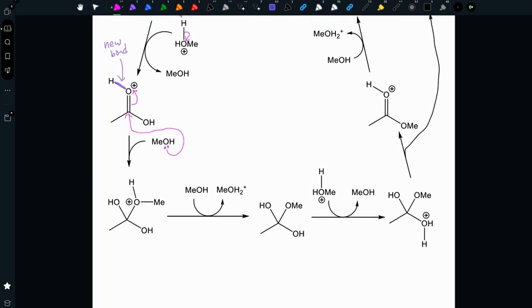In the next step, it seems what I'm doing is just taking off a hydrogen. We would call this deprotonating. So I'm going to use one of my solvent molecules to go ahead and deprotonate that oxygen. And then in the next step, it looks like all I've done is protonated a different oxygen. So I'm going to use a lone pair from that oxygen to go and grab an H plus from my solvent.